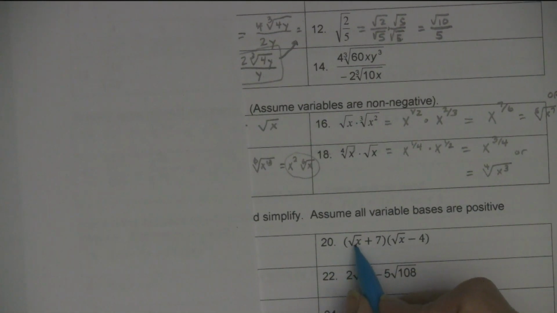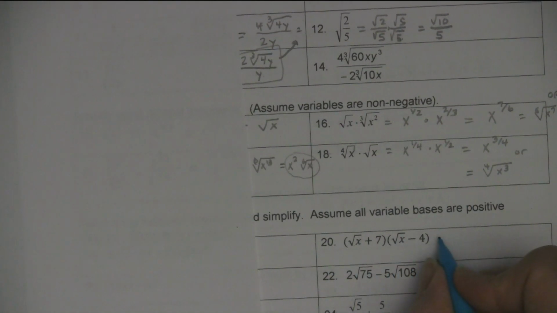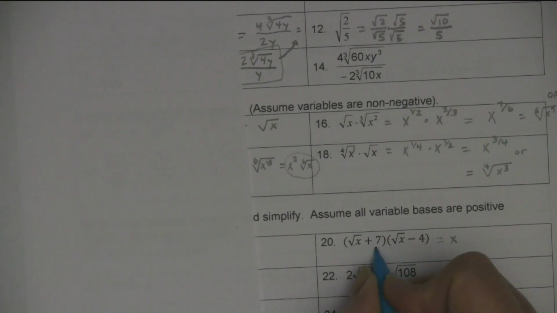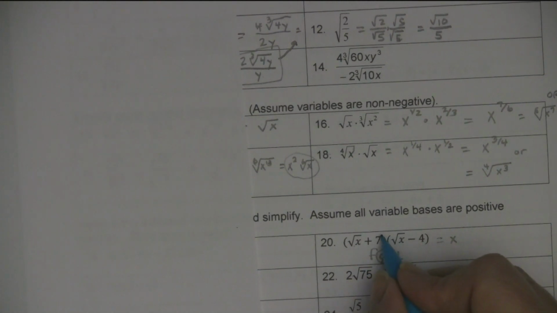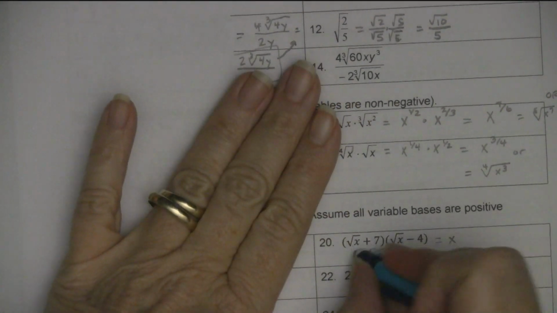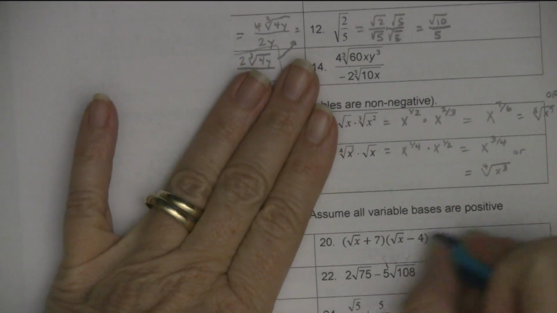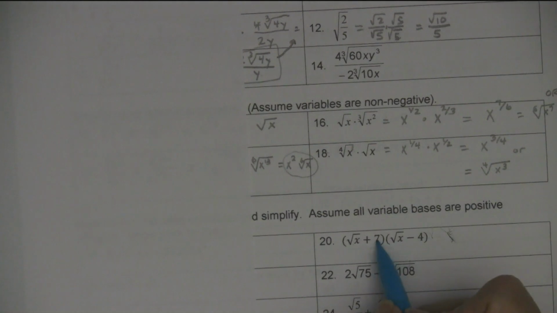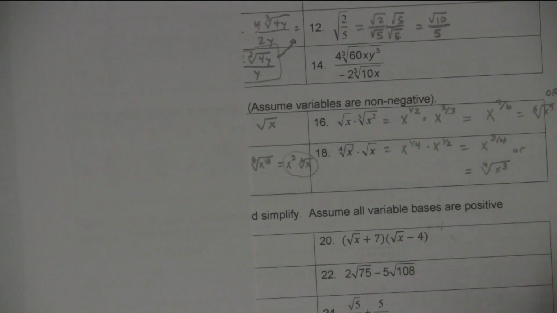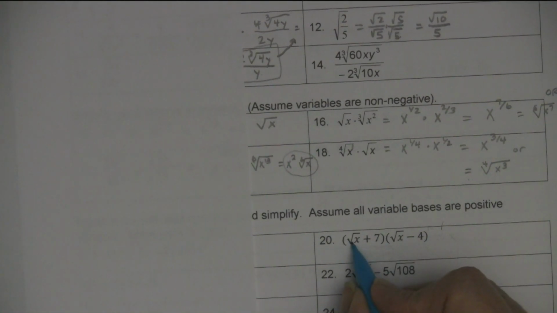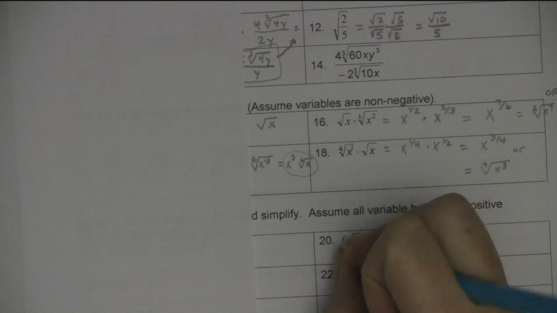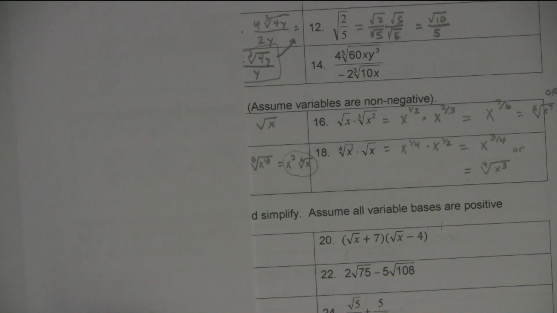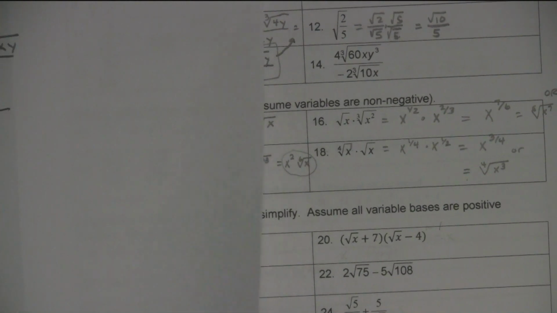So the square root of x times the square root of x is x. This is FOIL, except for the outer and the inner make 0. And then, oh, no, it doesn't. Sorry. That looked like a 4 to me, and it is not. I'm going to have to FOIL this all the way out. So the square root of x times the square root of x is x. Maybe I'll write that on my paper over here. Here's 20.